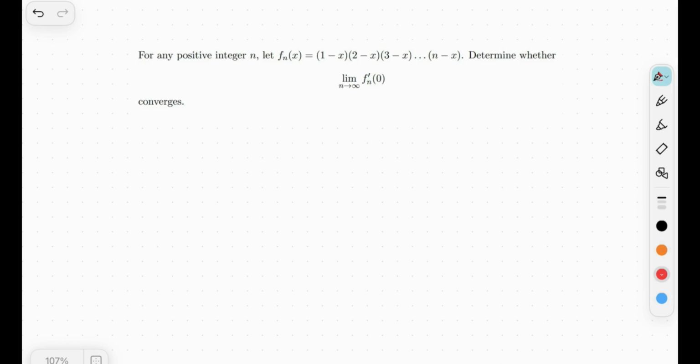Alright, so here we're given this function f sub n of x, and it's equal to this factored form polynomial with a very clear pattern, and the number of factors here would obviously depend on the value of n, right? And now we want to determine whether or not this limit would converge.